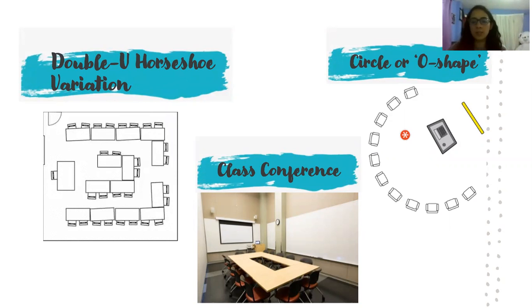The other one is circle, so the teacher is in the center and the students are around her or around him. And finally, the other is class conference. So the teacher is in the corner and the students are like in a table conference.